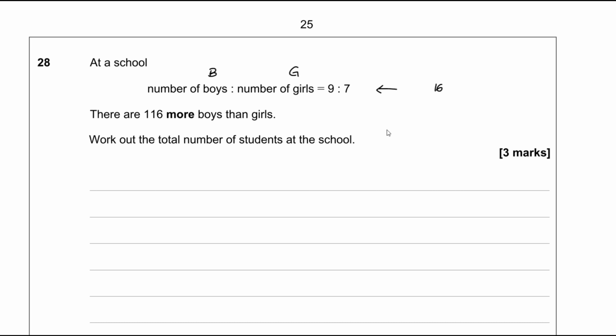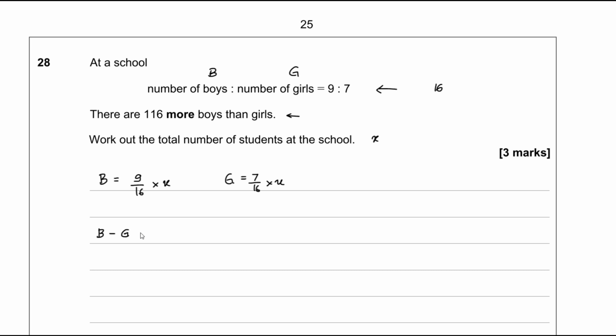So if we assume that the total number of students in the school is X, that means the number of boys in the school will be 9 over 16 times X. And the number of girls will be 7 over 16 times X. Now let's take the second piece of information here. There are 116 more boys than girls.